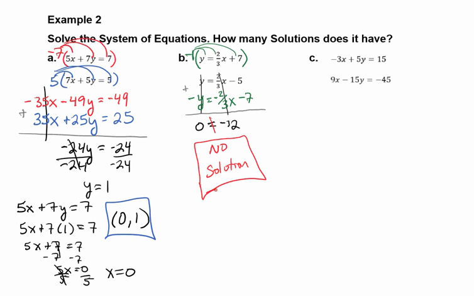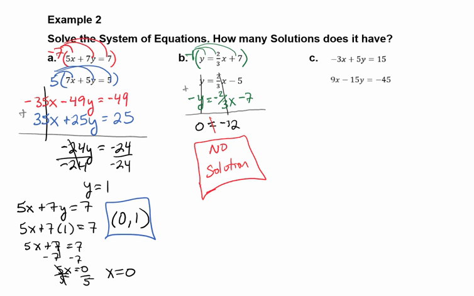If we take a look at letter C, we have negative 3x plus 5y equals 15, and 9x minus 15y equals negative 45. I'd like you to try this one on your own, so go ahead and push pause and work out the problem, and when you're done, push play, and let's see if you were right.